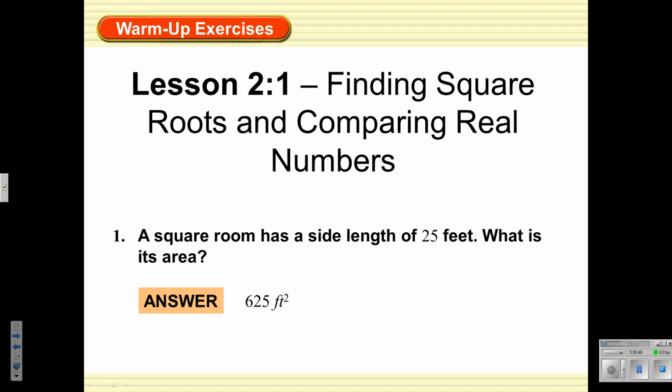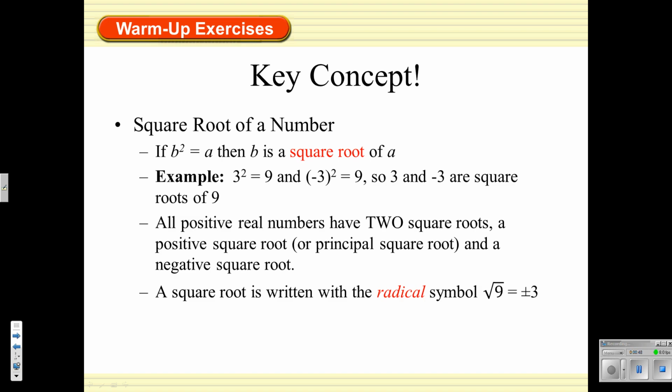But let's actually talk about what square roots are. On your notes, you have some places to fill in blanks. So, a square root of a number: if b squared equals a, then b is a square root of a. Now that sounds kind of confusing when you're dealing with letters. So let's put some numbers in there to see what those letters represent and what that means.